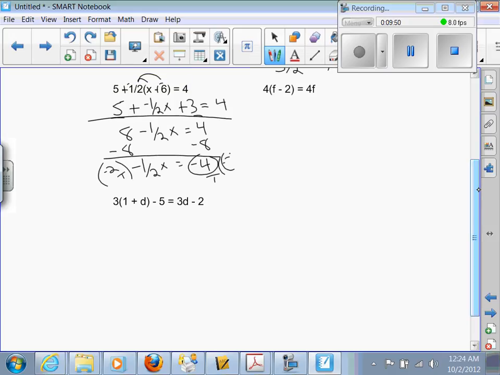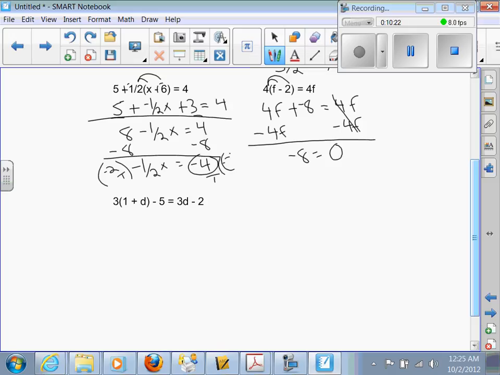My first step here is to, again, distribute this 4. So I end up with a 4f plus negative 8 equals 4f. Now, what does the step say to do? Well, it says that I need to get all my variables on the same side. Now, watch when I do this. Minus 4f, minus 4f, right? You can already see something weird is going to happen. I'm going to get negative 8 equals, well, that cancels out, 0.